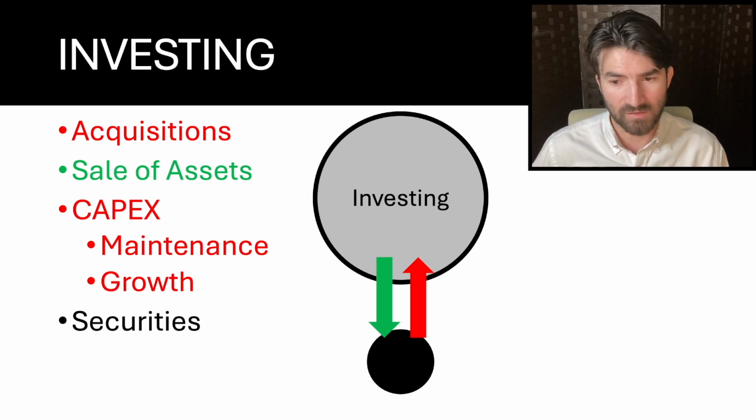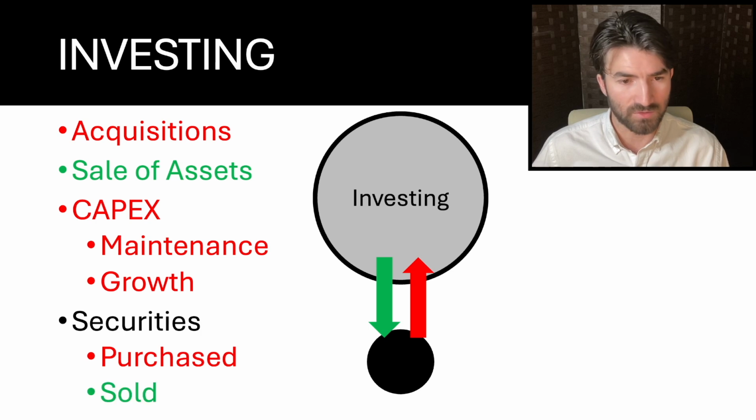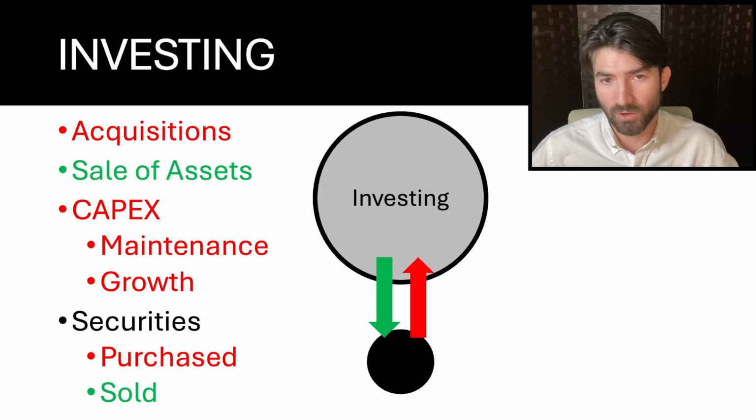All right, and then securities usually fall under investing cash flow. If they're purchasing stuff, that's going to be a red arrow, and if they're selling their securities, then it's going to be green. Not their own stock, that's in the financing cash flow, but I'm talking about buying corporate bonds or stuff like that.